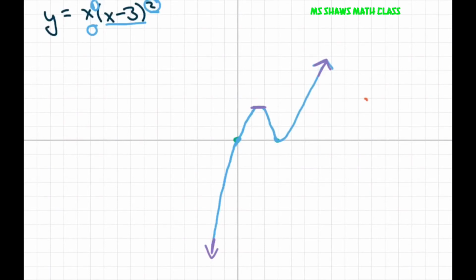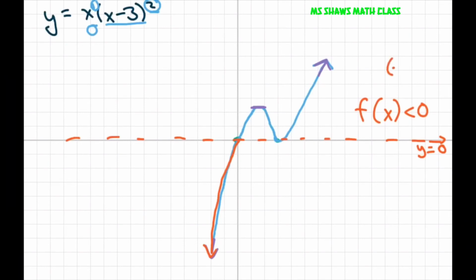Now, let's determine where the graph of f of x, where our y is negative. That just means where does the graph, what's happening below this y equals 0 line. So it's only negative from negative infinity to 0. And where is our graph positive? Or where is our y positive? So f of x is positive on top of this y equals 0 line, which is actually 0 to infinity. And that's it.